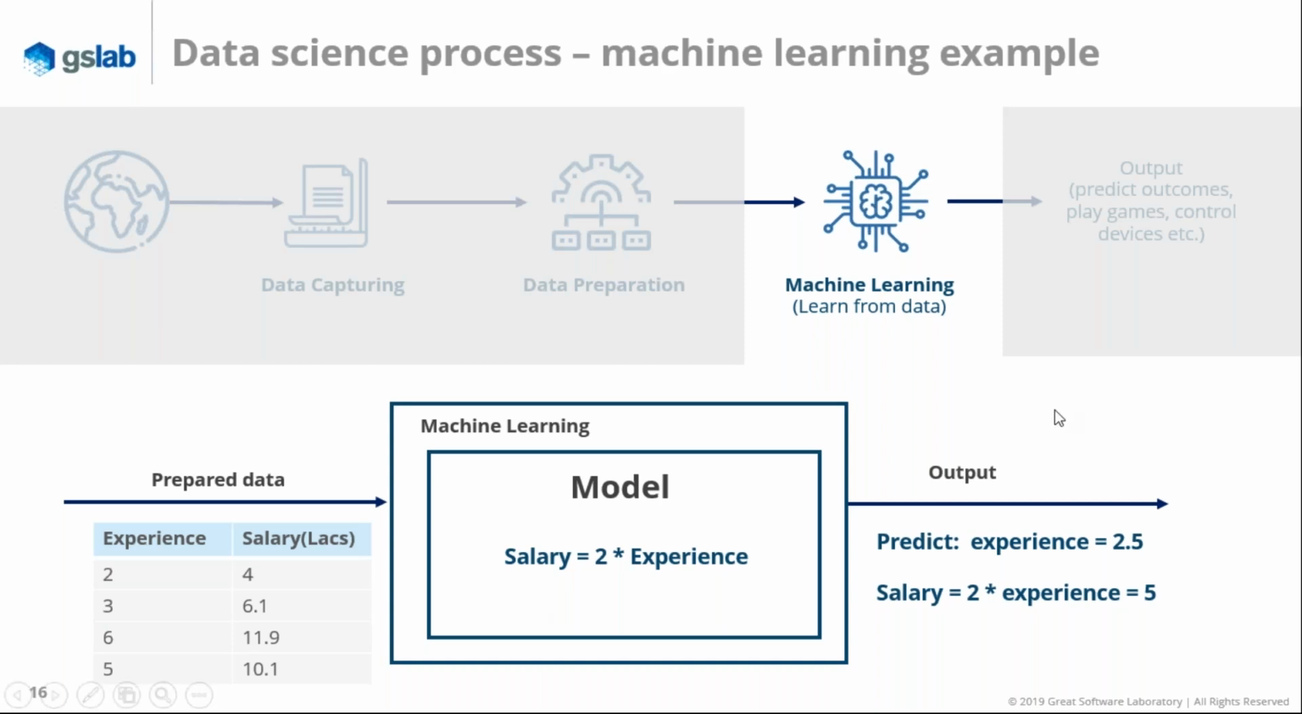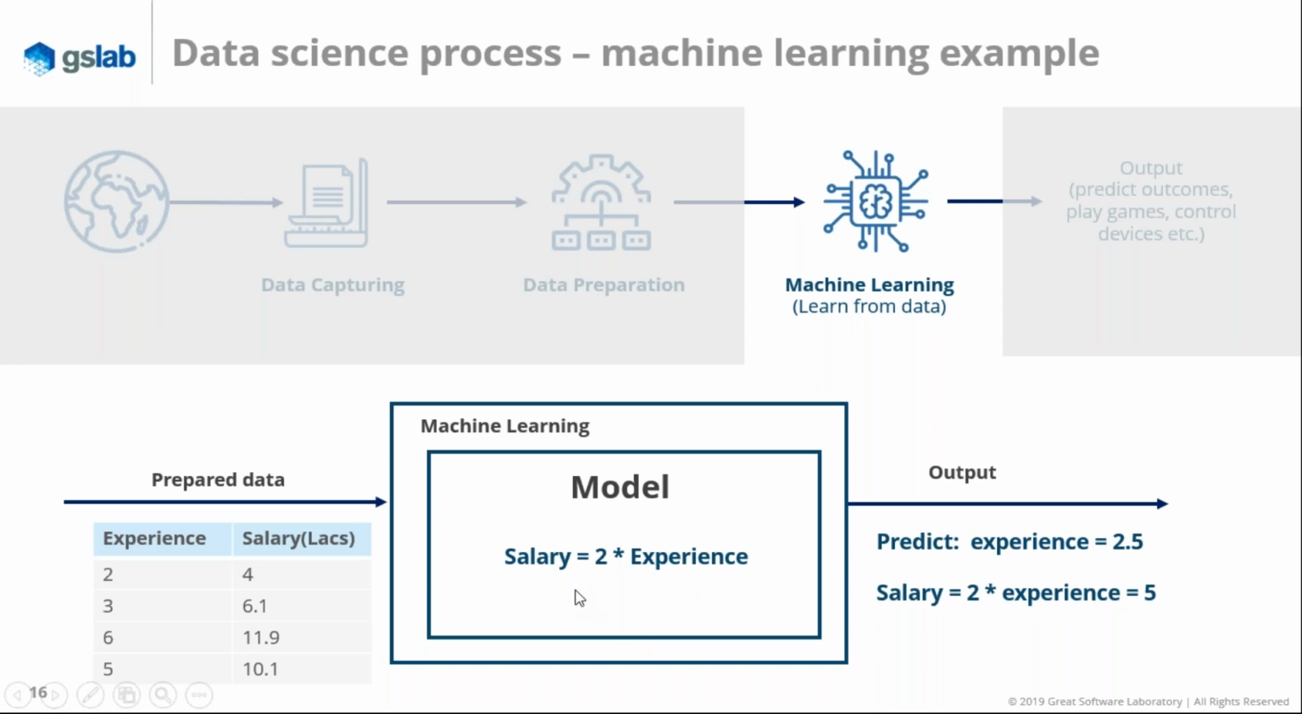It is a simplified representation of the relationships in data. Now using this simplified representation, the model can predict salary for even new employees. For example, on the right hand side you see if you ask it to predict salary for a person with experience 2.5, it will say salary is 2 into experience. So it is 2 into 2.5, which is 5. So this is how it predicts the outcomes for unseen entities.